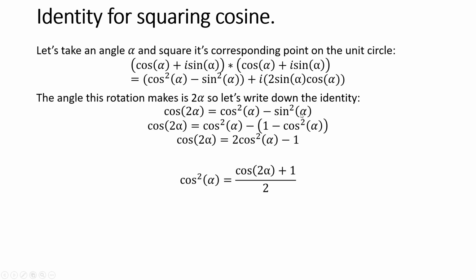And if you remember the identity in the first table of identities, we had that 1 was equal to sine squared alpha plus cosine squared alpha. So sine squared alpha is just 1 minus cosine squared alpha. So we substitute it, and we take out the parentheses. We have cosine of 2 alpha equals 2 cosine squared alpha minus 1. So rearranging a bit, we have cosine squared alpha equals cosine of 2 alpha plus 1, over 2.